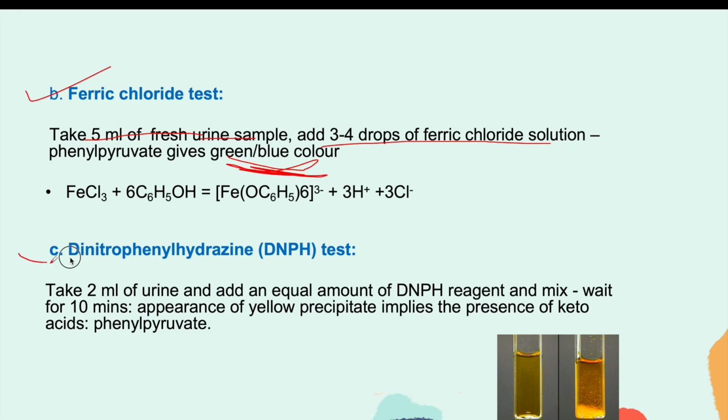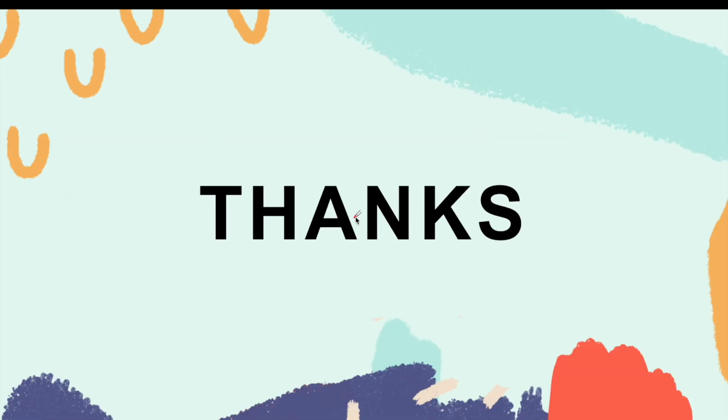And the third one is the dinitrophenylhydrazine, DNPH, test. In this we take 2 ml of urine, add an equal amount of DNPH reagent, and mix. We wait for 10 minutes. Appearance of a yellow precipitate implies the presence of keto acids like phenylpyruvate.